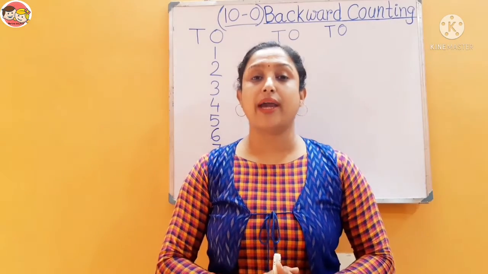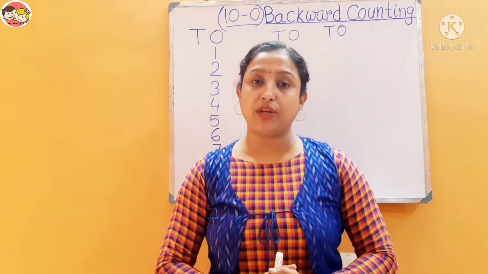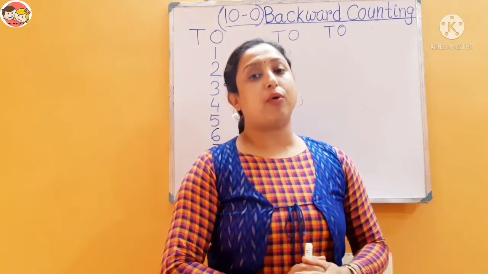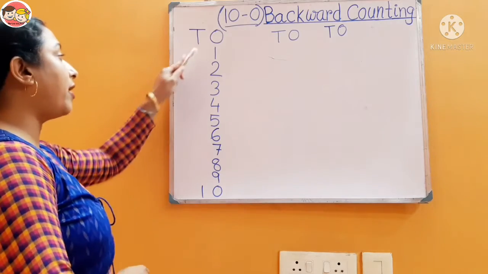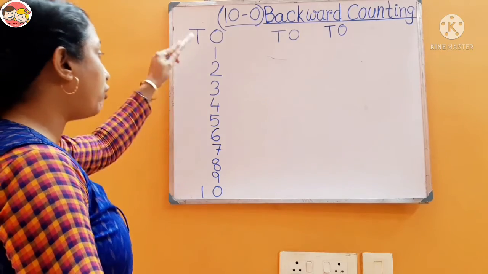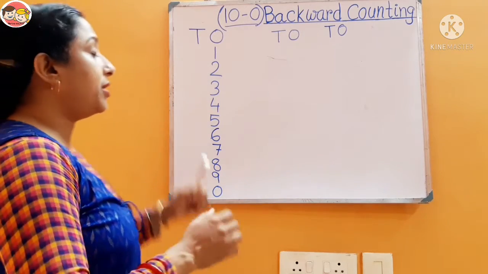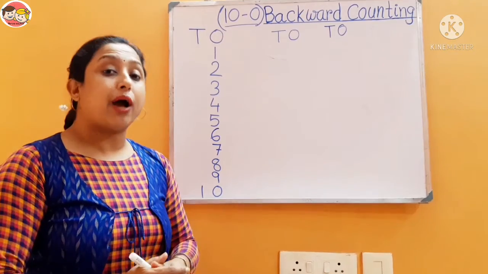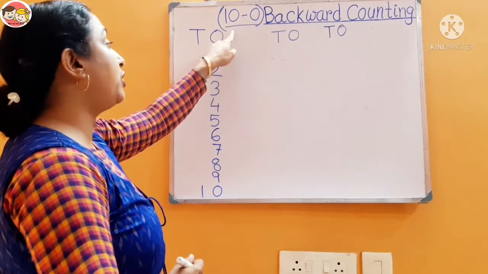Yes, so there were five little ducks. Five, then four, then three, then two, then one, then zero. This one is also backward counting. Now children, we are going to write backward counting from 10 to 0. So everyone, look at the board very carefully. Here I have already written number 1 to 10. This is called forward counting. But now we are going to write backward counting from 10 to 0.